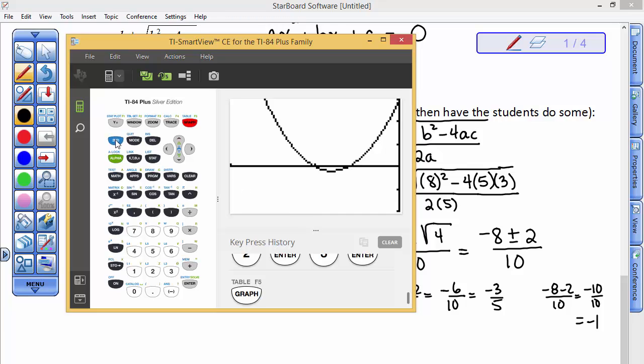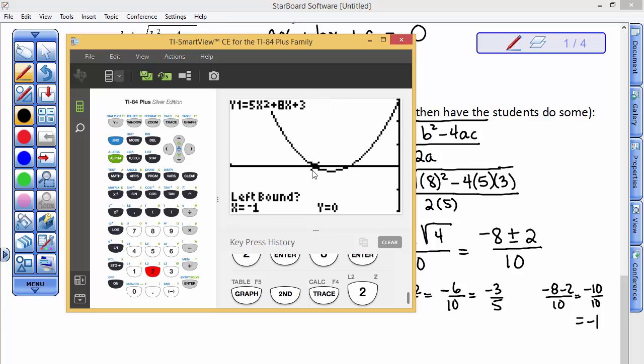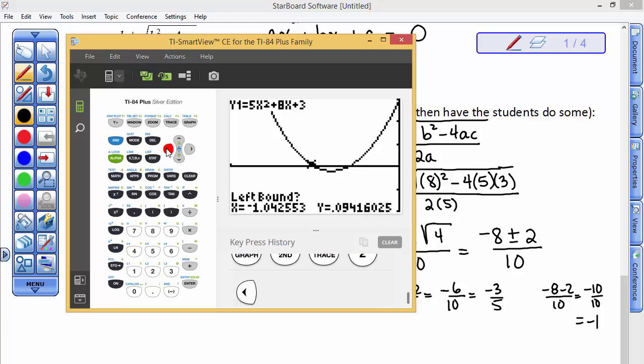And I can find these by going second calc, or the trace key, and I can find the 0 of the function where y is equal to 0. I'm going to select number 2. And it says, will you give me a left boundary? So there it is for me. That's to the left of that spot. I'm going to hit enter. Now it says, give me a right boundary. So I'm going to go below the x-axis.